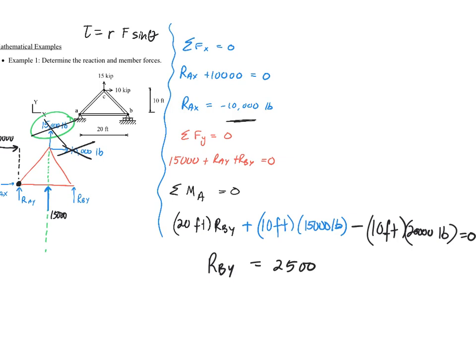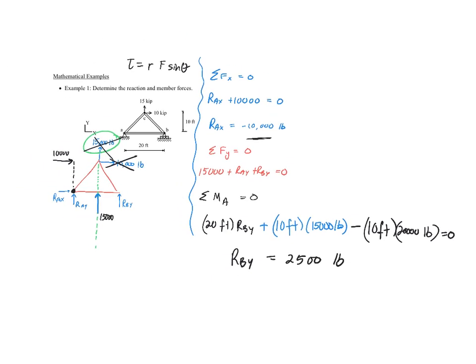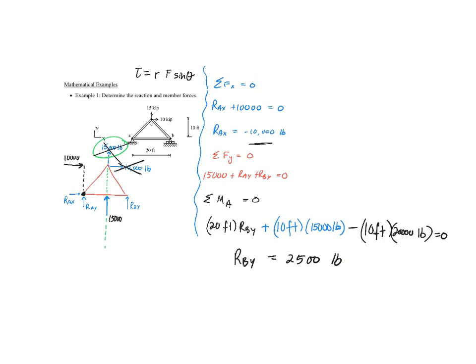And the answer I get is positive in this problem. And again, what does that mean about the fact that it's positive? It simply means that RBY, which was drawn in the upward direction, is actually in the upward direction. When we got a negative earlier, we were told, well, RAX, which was drawn to the right, is actually a force to the left because it was negative.